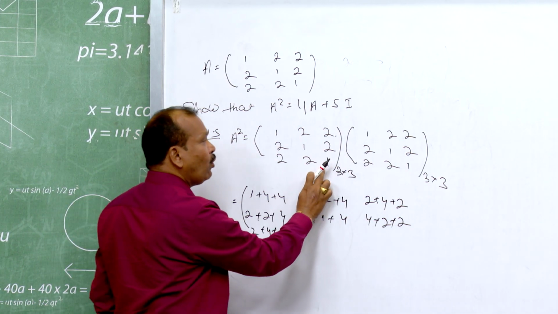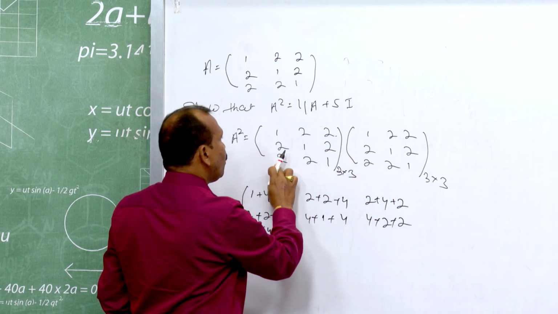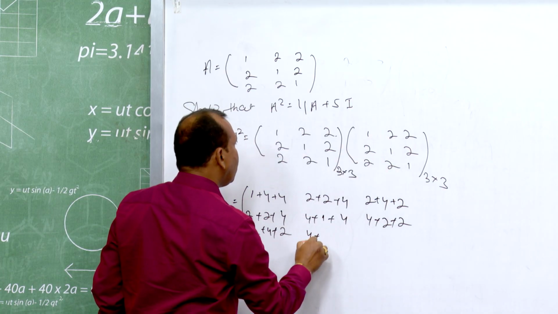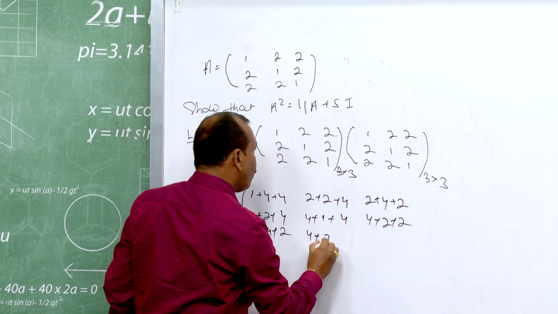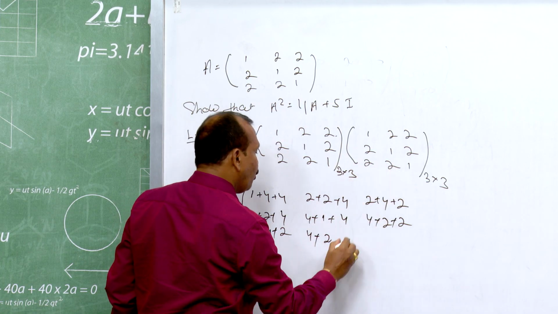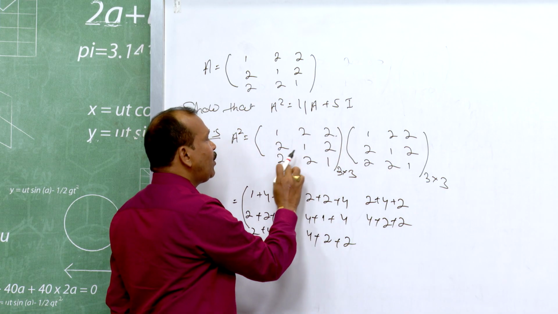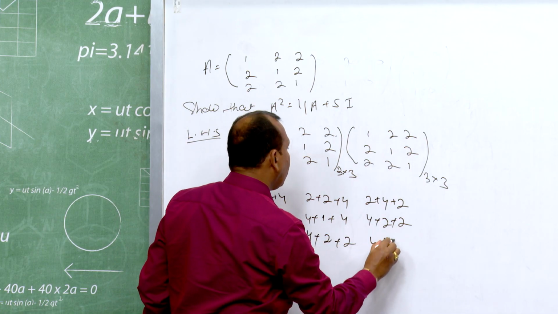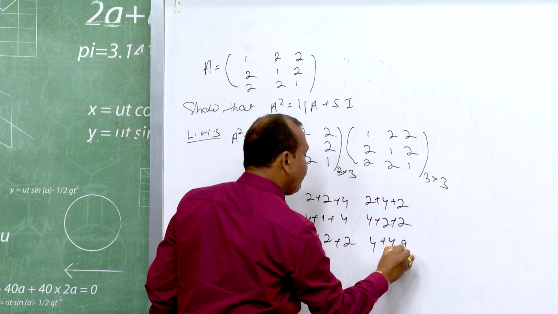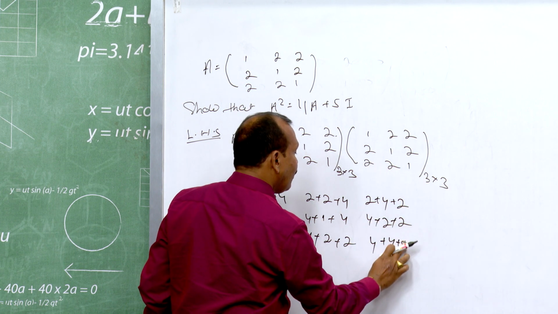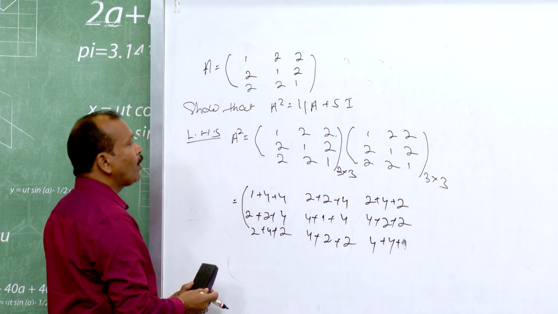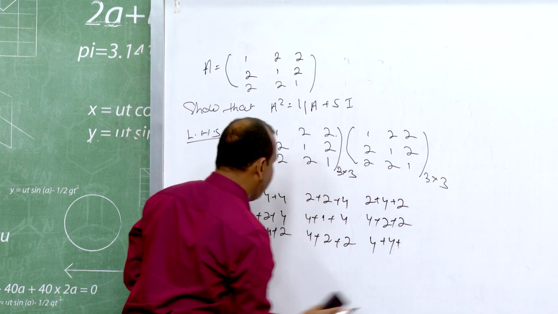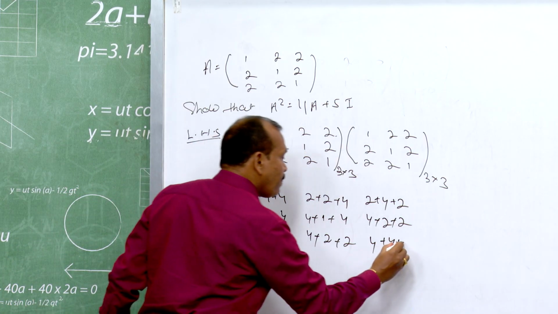So, the third row with second column, 2 into 2 that is equal to 4 plus 2 into 1, 2 plus 1 into 2 is equal to 2. 2 into 2 this is equal to 4, 2 into 2 plus 4, 1 into 1 is equal to 9. 1 into 1 is equal to 1.